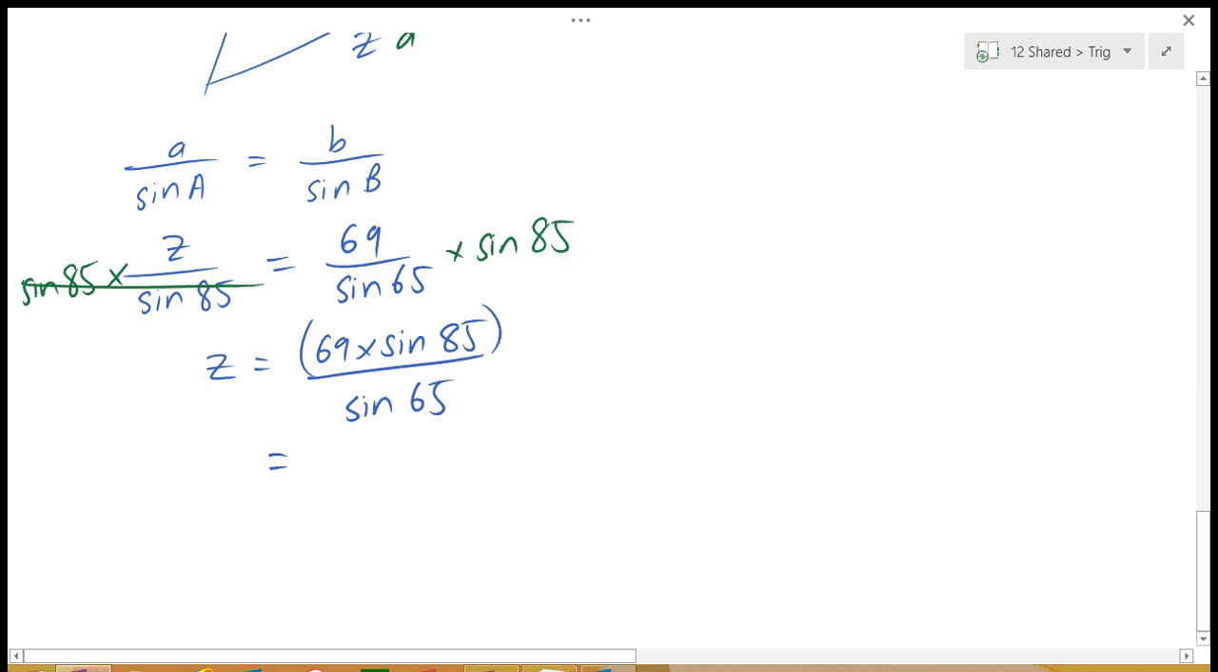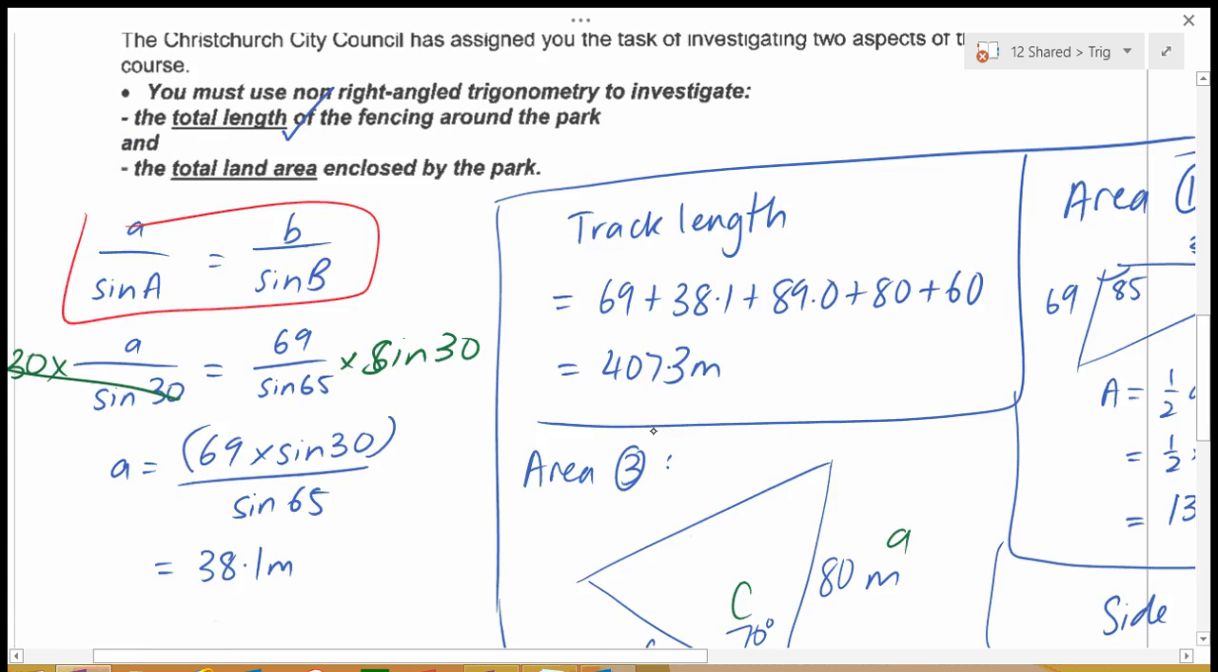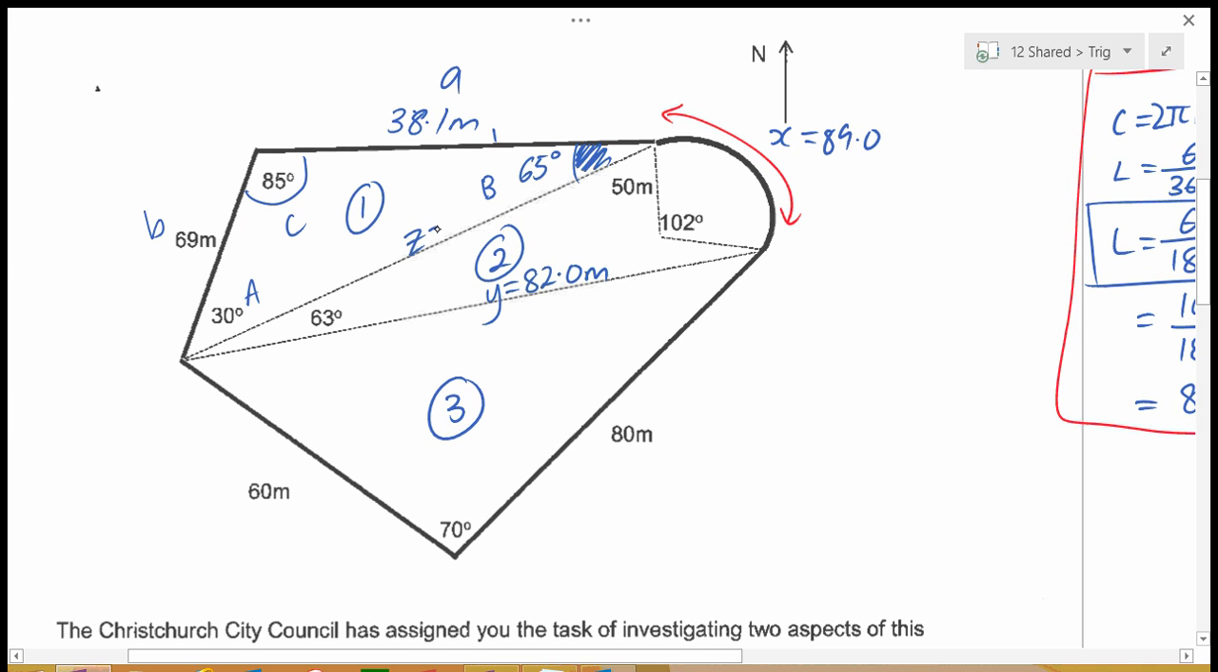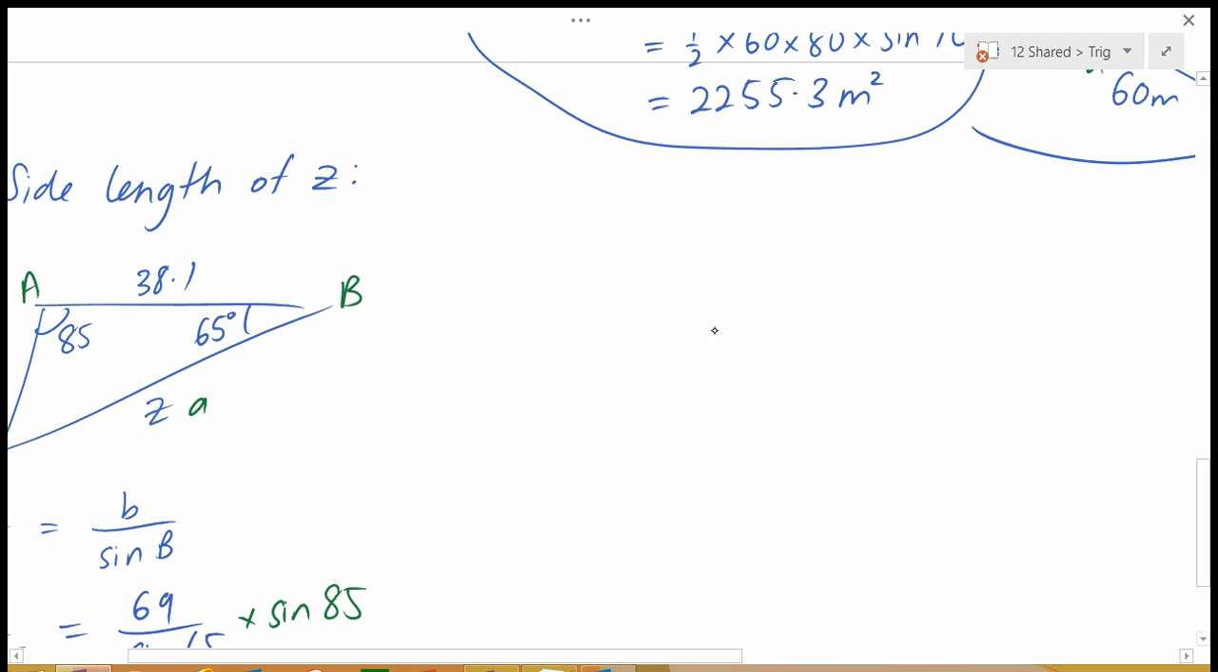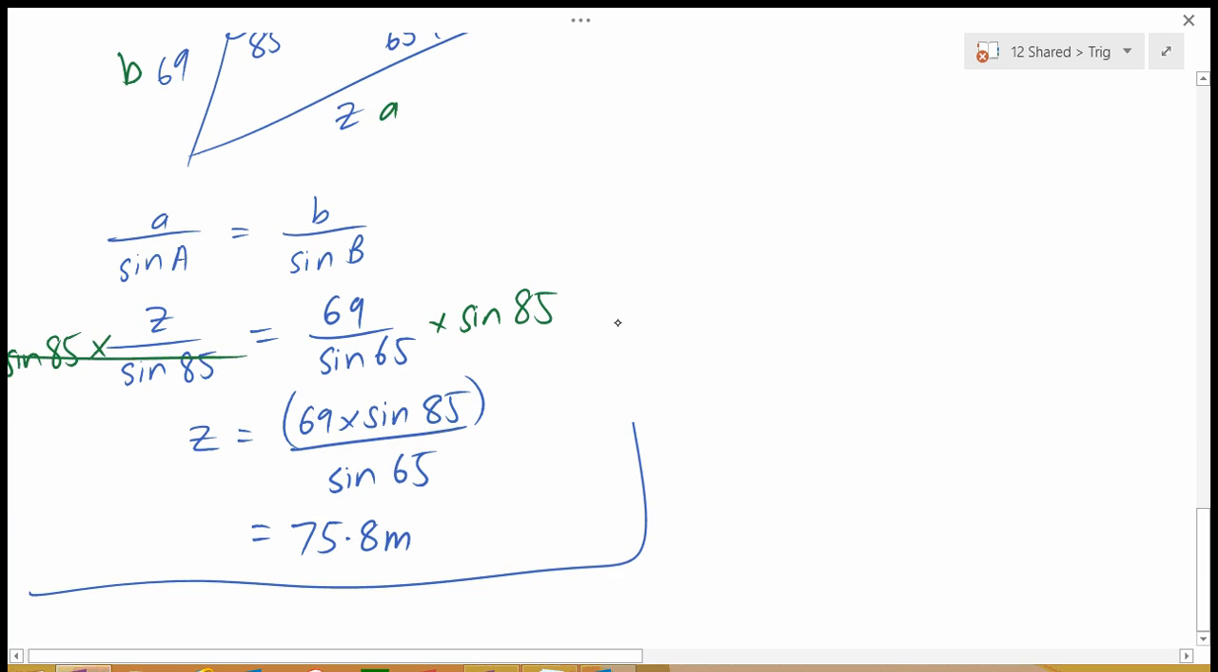Putting that into our calculator, we get 75.8 meters. So I write that on my diagram up here. That one there is 75.8 meters. Now that we've got those two sides, we can find the area of that triangle up to here. So I'll draw out a diagram of that triangle underneath now.